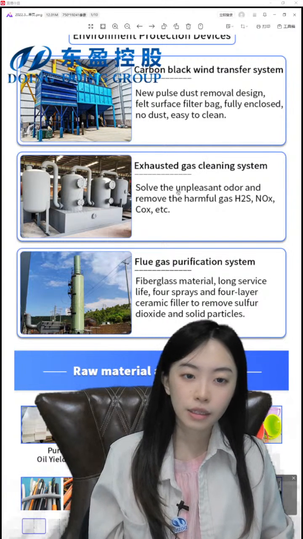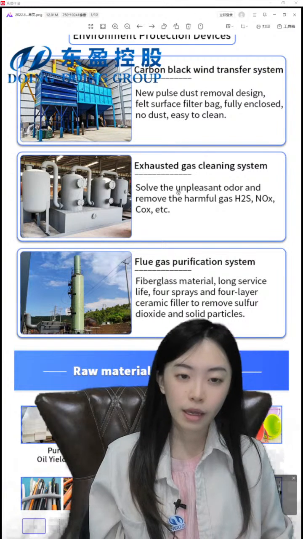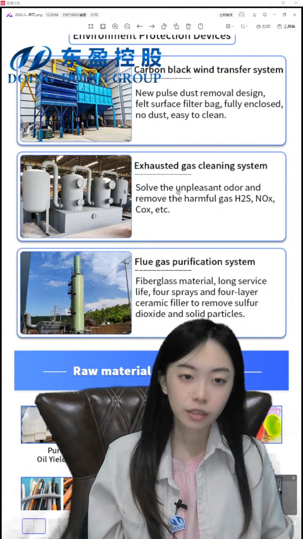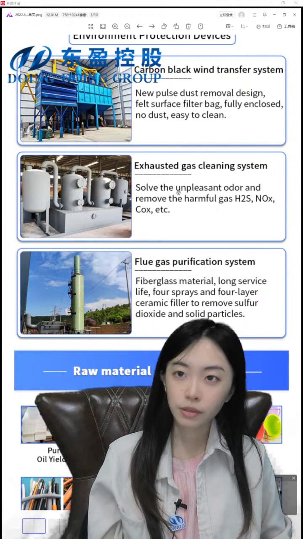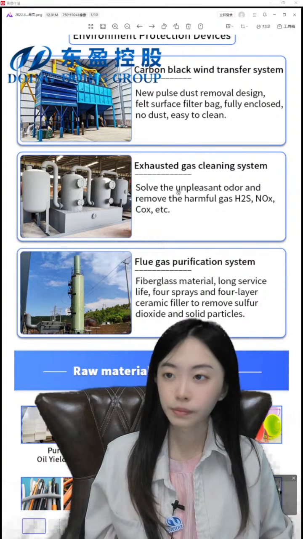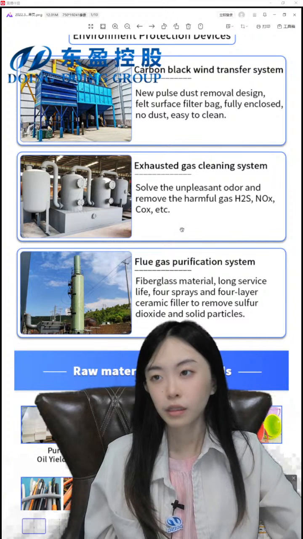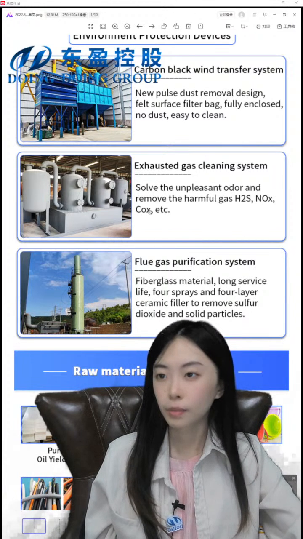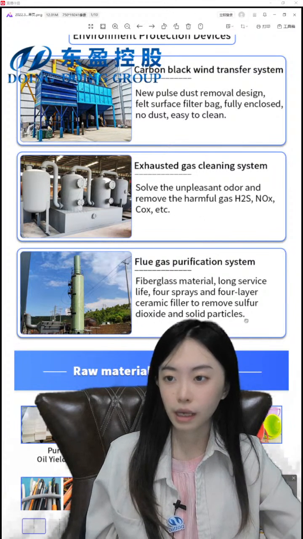And this is the tail gas cleaning system. If we just burn it directly, it may have hydrogen sulfide in it, so we need to clean it using the system. It's also our patent design. It also has some carbon dioxide or other gas.